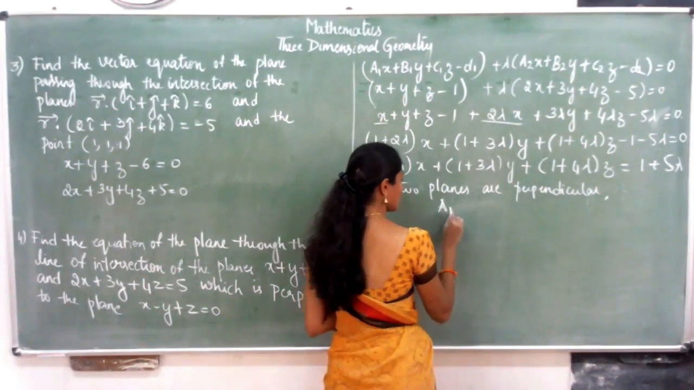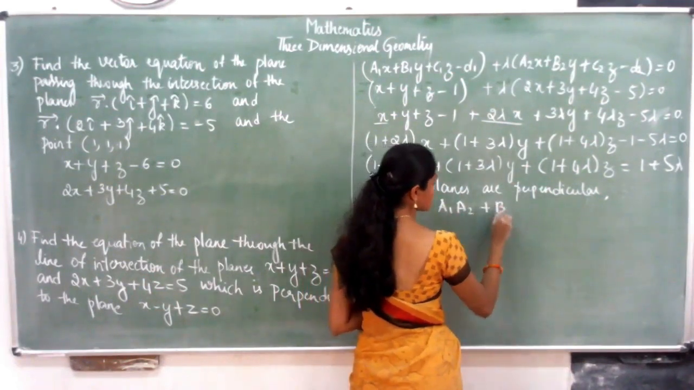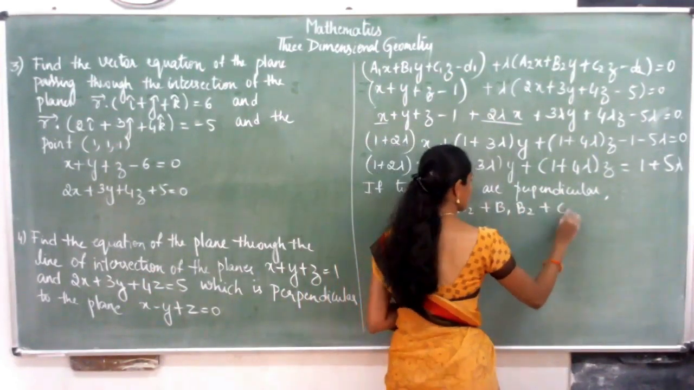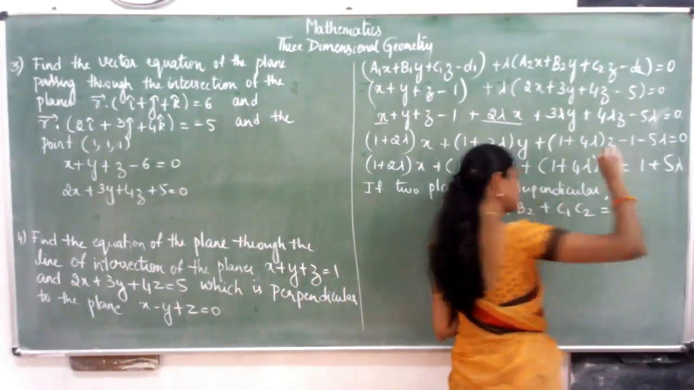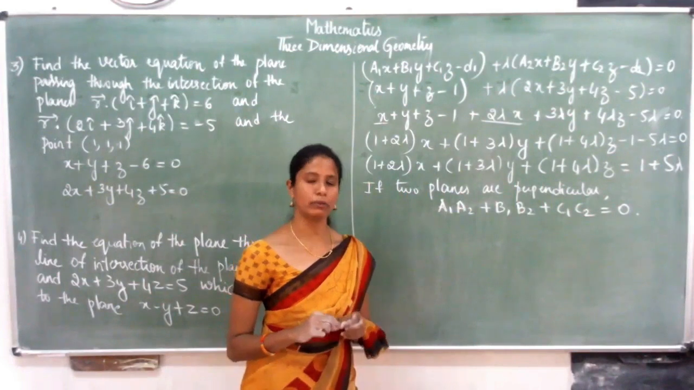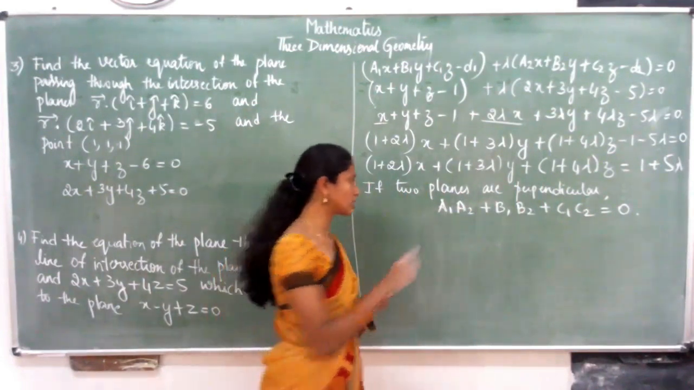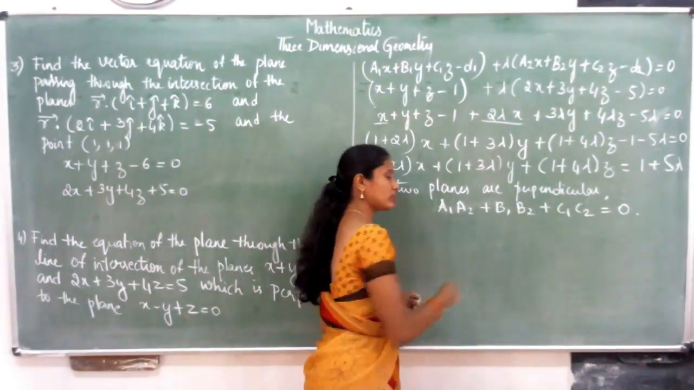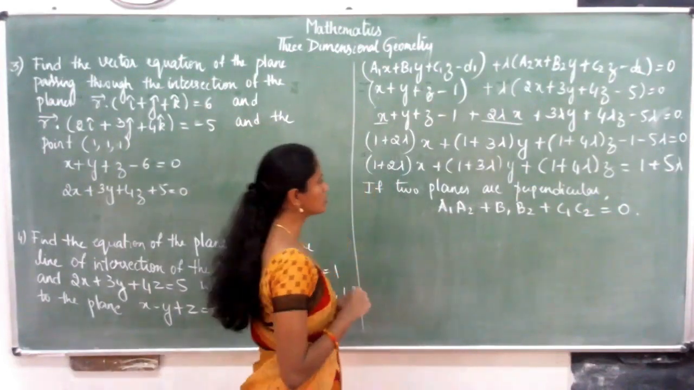then a1 a2 plus b1 b2 plus c1 c2 is equal to 0. Remember this, if the two planes are perpendicular, a1 a2 plus b1 b2 plus c1 c2 is equal to 0.